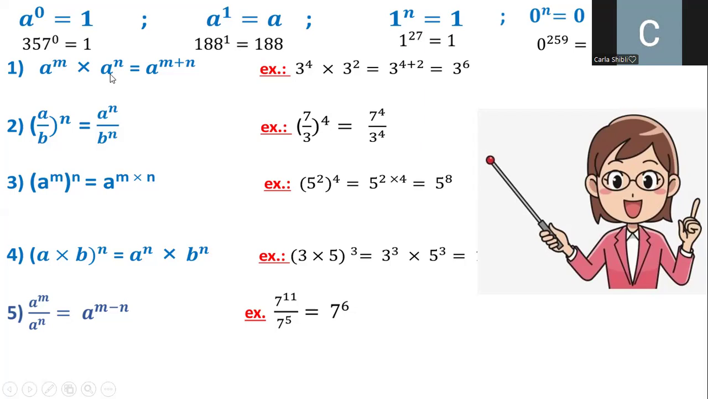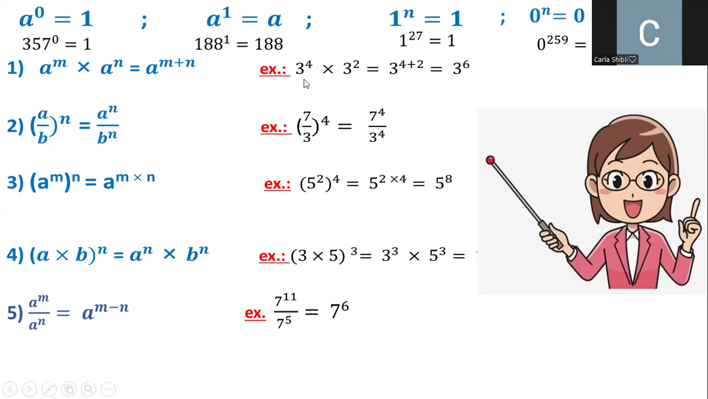Now we start talking about the rules of power that we use in calculations. The first rule: a to the power m times a to the power n is equal to a to the power m plus n. What does this mean? If I am multiplying two powers having the same bases but different exponents, I keep the base and I add the exponents. So whenever you see something like this, you always apply this rule.